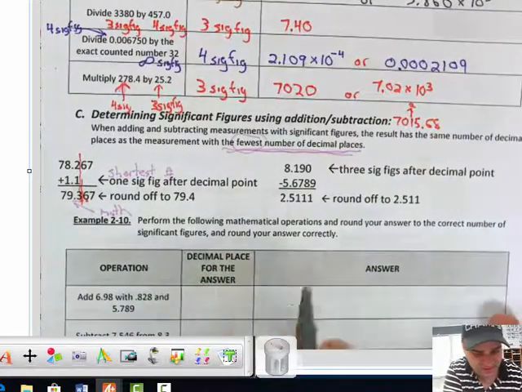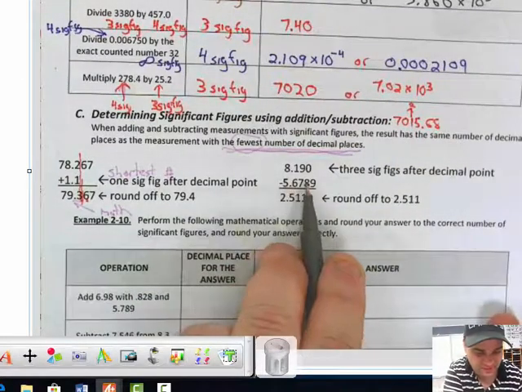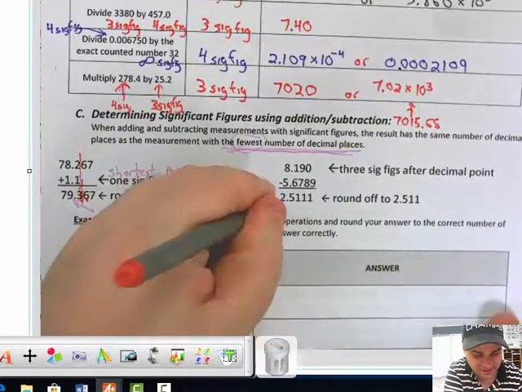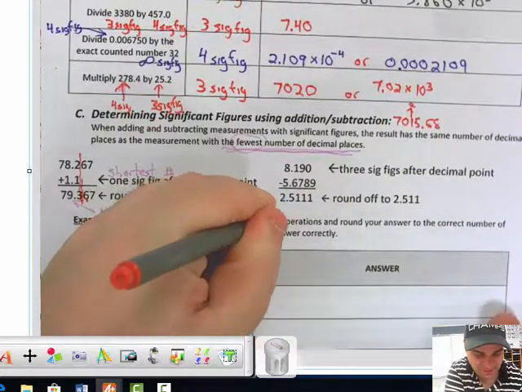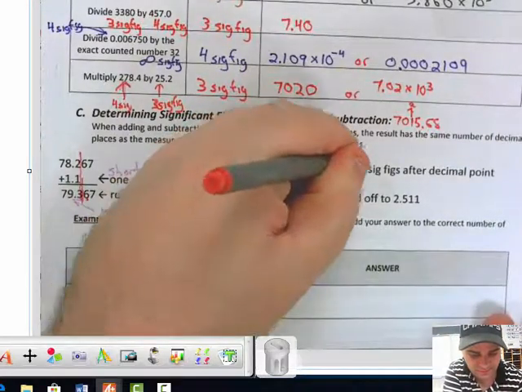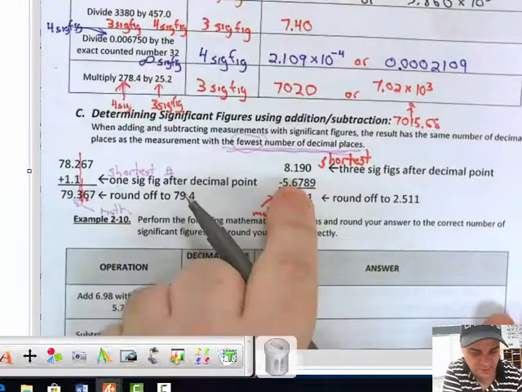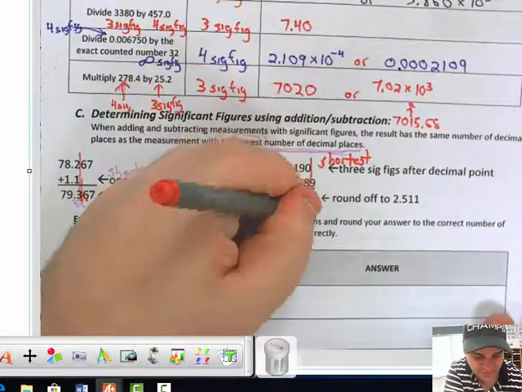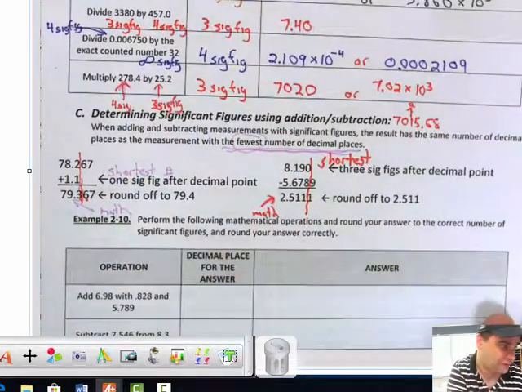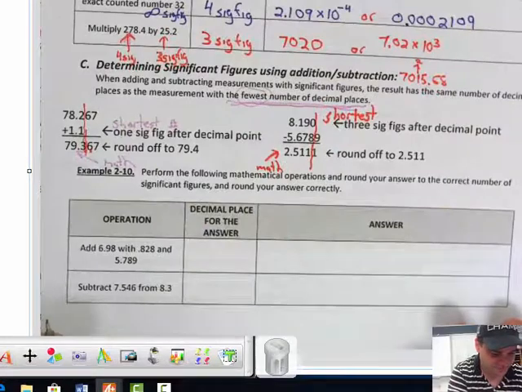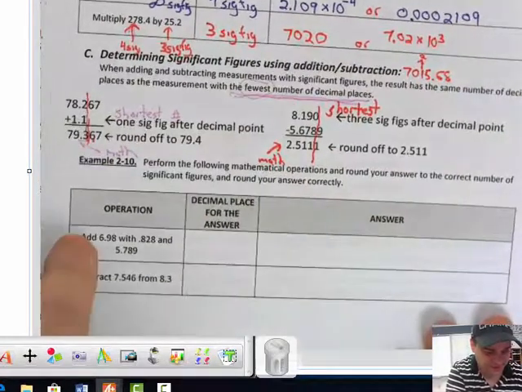Okay. Same thing here, 8.190 minus 5.6798. This is your math answer. You have to go with the shortest original number, which is 8.190. So you're going to chop here. Since this is a 1, you just cut it off. Okay. So, here we go.